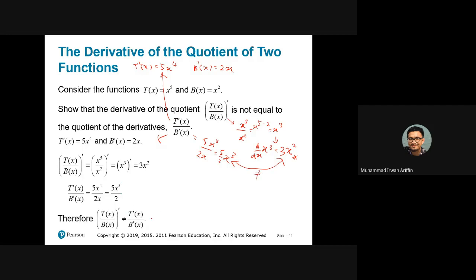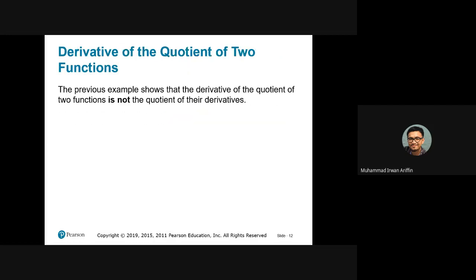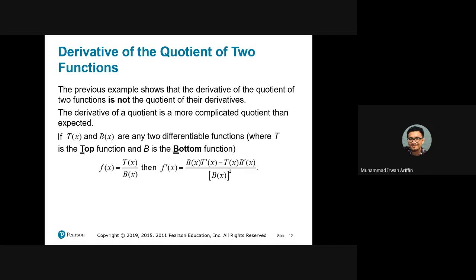So this is how we found this. They are not equal. The derivative of a quotient is not equal to the quotient of the derivatives. This ratio is what we term a quotient. There is a shortcut, but the shortcut is a bit more complicated. It's not that complicated, but relative to the product rule, the quotient rule is a bit more complicated.